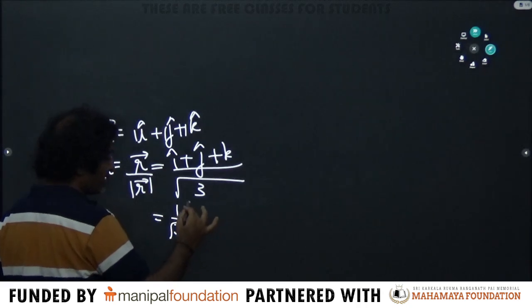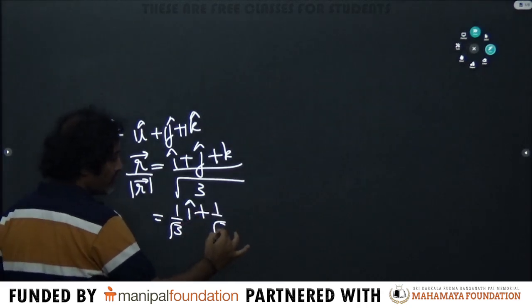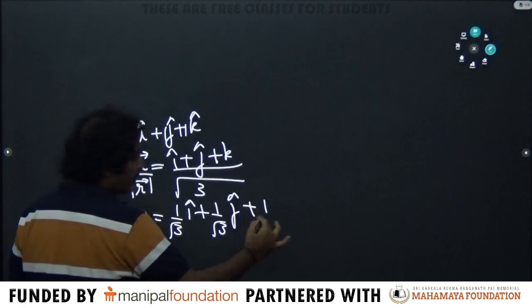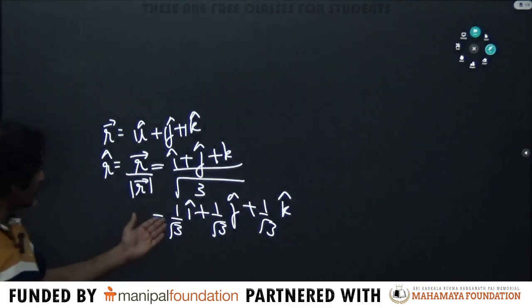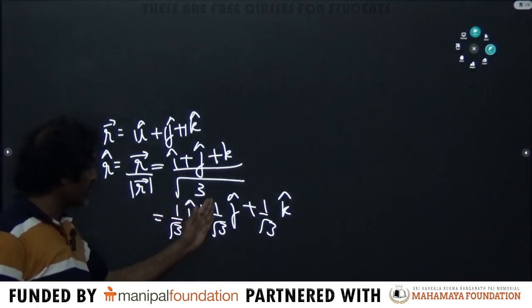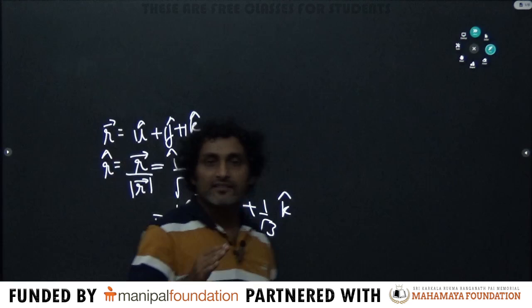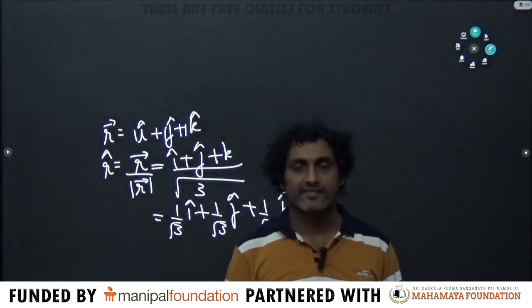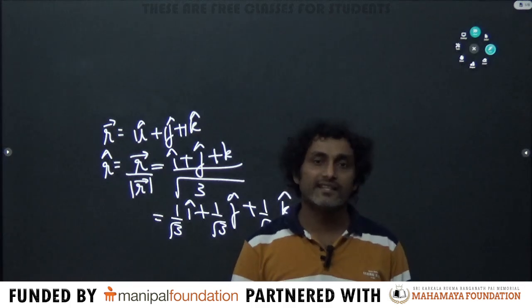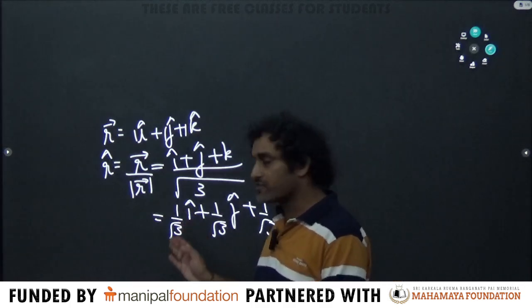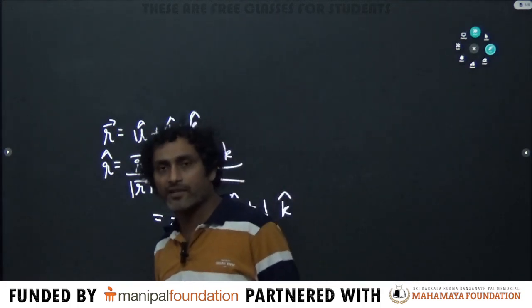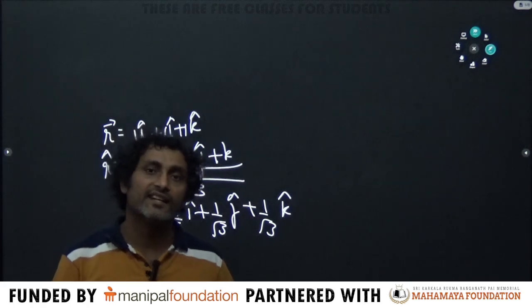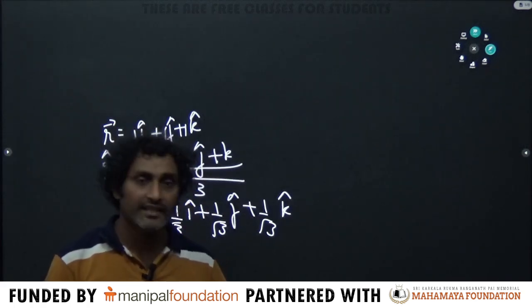So isn't it 1 by root 3 i cap, 1 by root 3 j cap, 1 by root 3 k cap, correct? So these are cos alpha, cos beta, cos gamma. So they are called direction cosines, correct? Then what are the direction angles? Cos inverse 1 by root 3, cos inverse 1 by root 3, cos inverse 1 by root 3. If all three direction angles are the same, what does that mean?